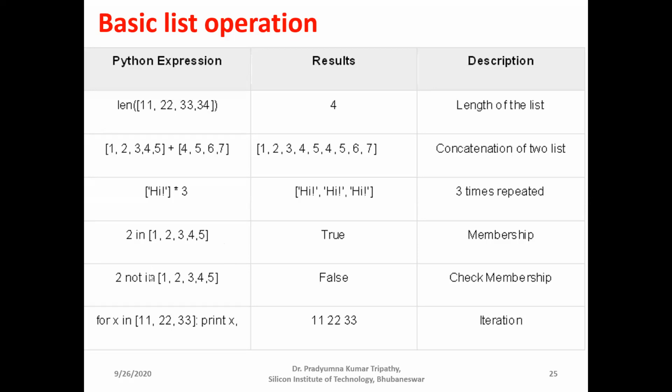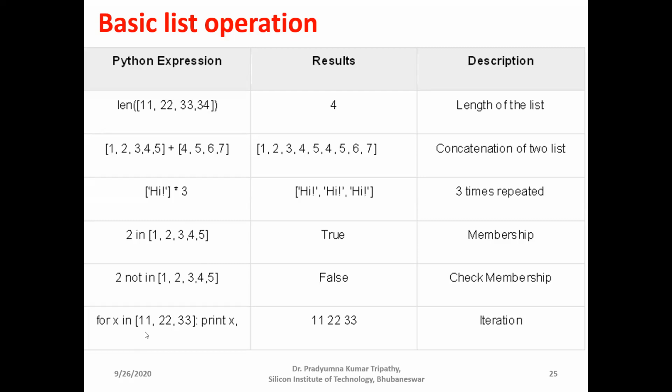Like in, there is another keyword used, which is called not in. 2 not in this, whether 2 is not present over here, it is false. 2 is present, right? So this is just the reverse of in. Not in is just the reverse of in. So it just checks whether the number is not present in the list or not. Again, it is a membership operator.